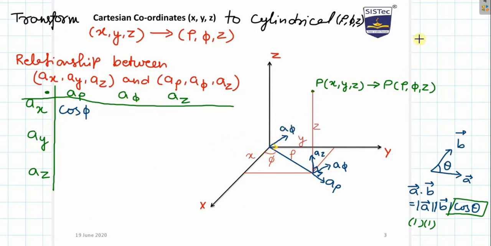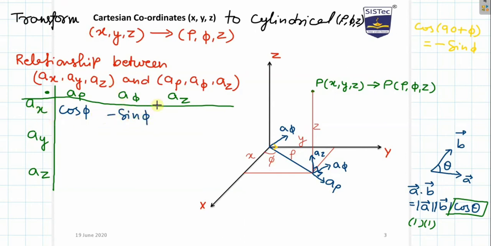So what is cos of 90 plus phi? It is in the second quadrant, so we get minus sine phi. So ax dot a phi will be minus sine phi.